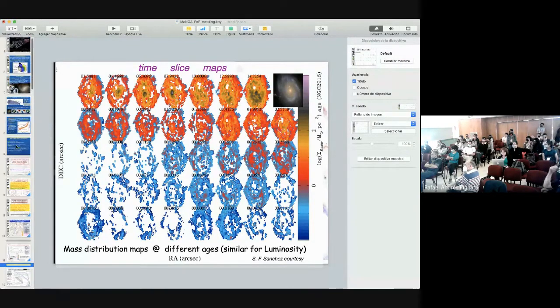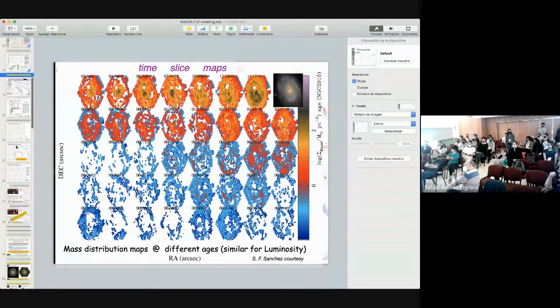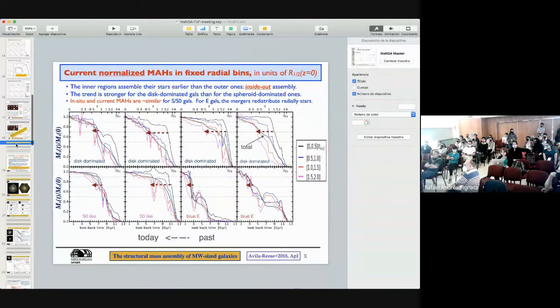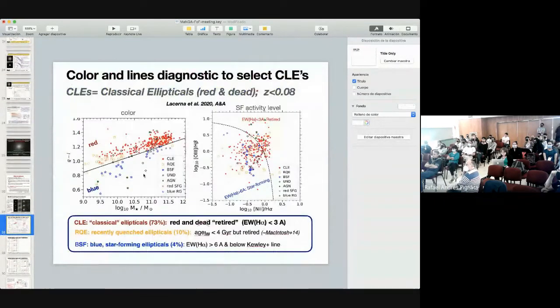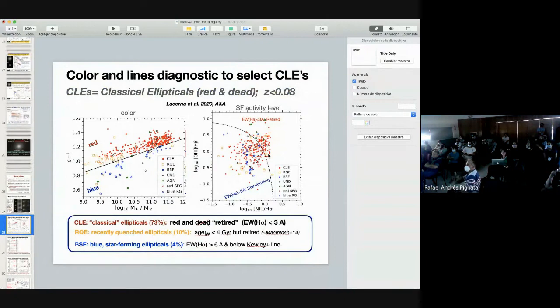So regarding how to classify galaxies, we have several works on that, but mainly we use the information of the lines. For example, the BPT diagram to define which are the star-forming galaxies. Star-forming are those that are below the Kewley line and with H-alpha equivalent widths larger than 6 angstroms. Retired or quiescent galaxies are those with H-alpha equivalent widths smaller than 3 angstroms. And Green Valley are those between 3 and 6 angstroms.